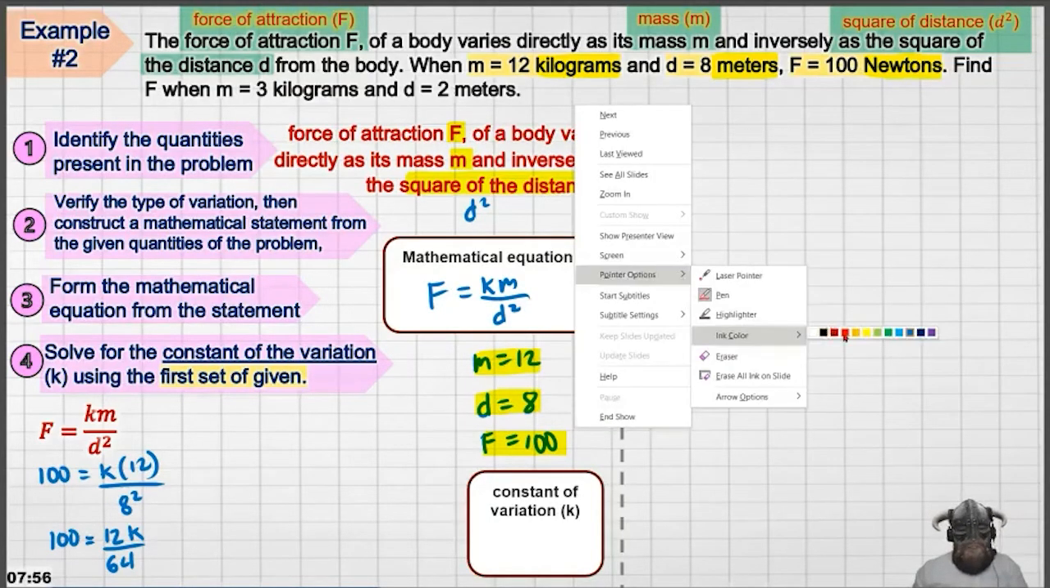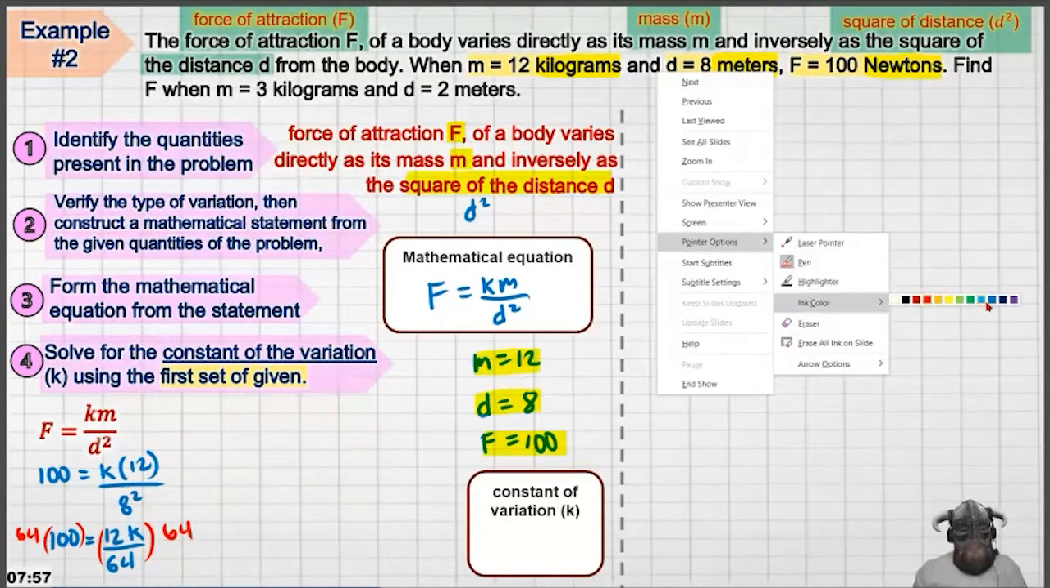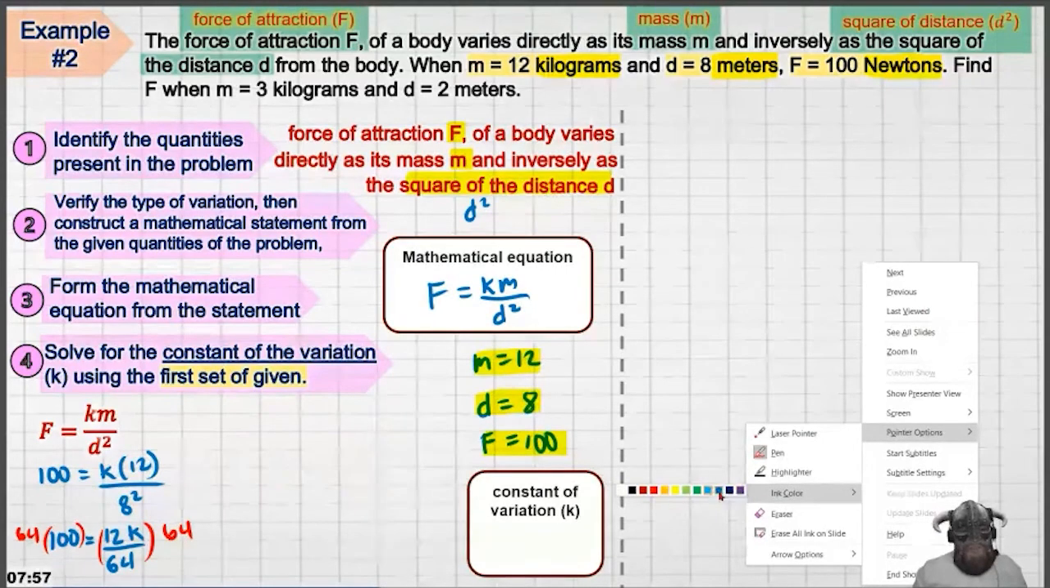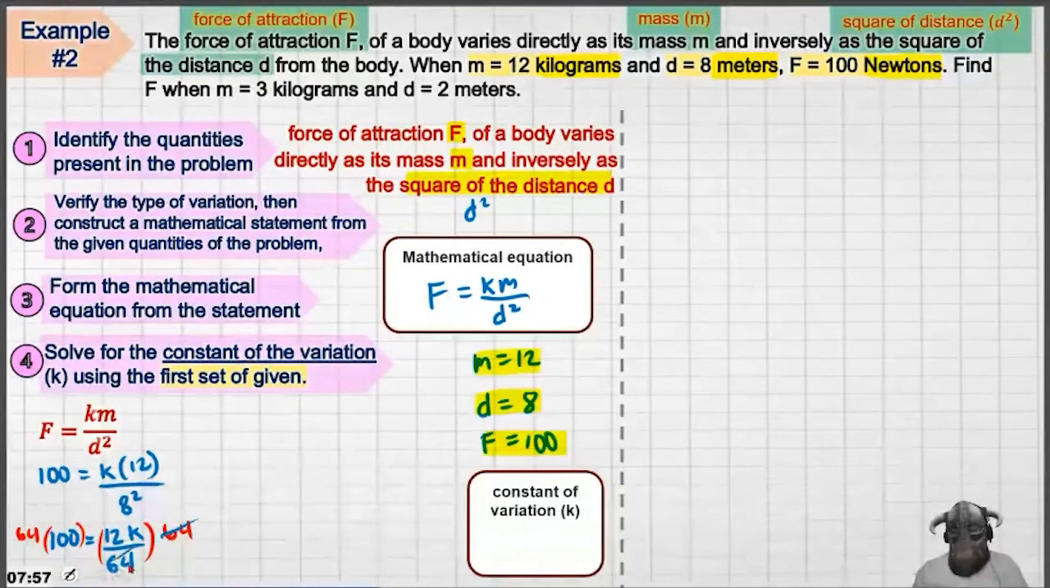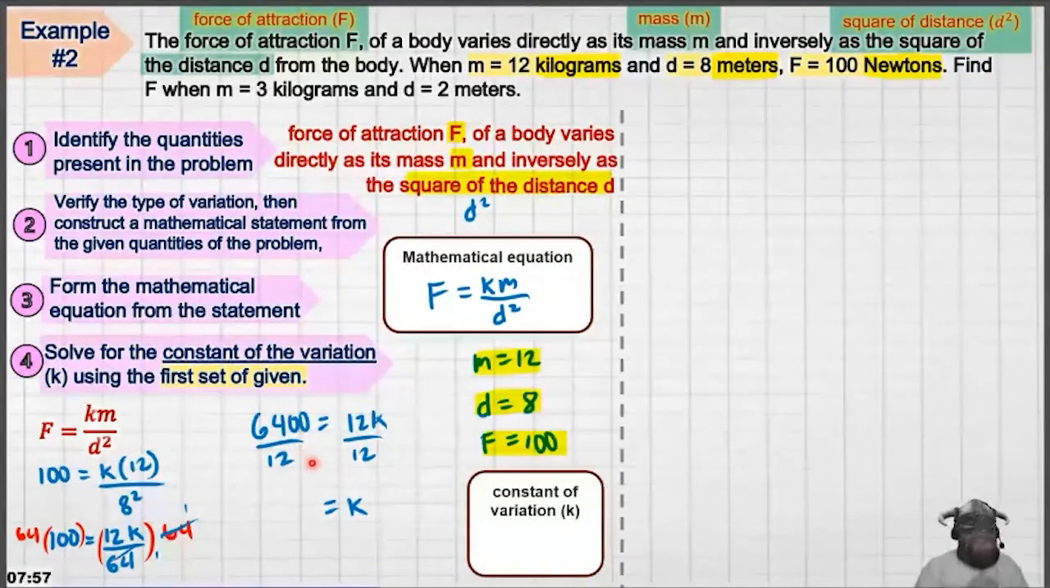Now, from there, you can multiply both sides by 64. Yan. So, kapag ginawa natin yan, ano mangyayari sa equation natin? So, this one will become 1 for both of them. So, 64 times 100 na lang tayo. 6,400 is equal to 12k. Now, if we try to divide both sides by 12, just to get the value of k, kung mapapansin nyo, 6,400 is not divisible by 12.